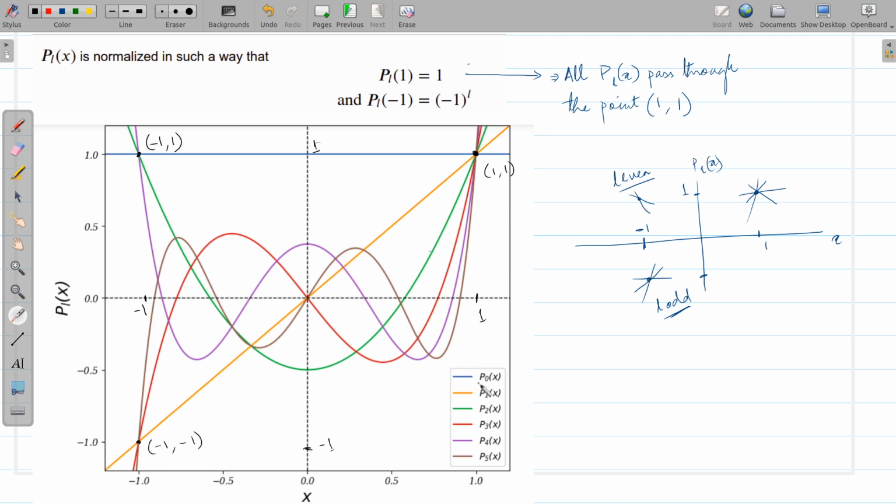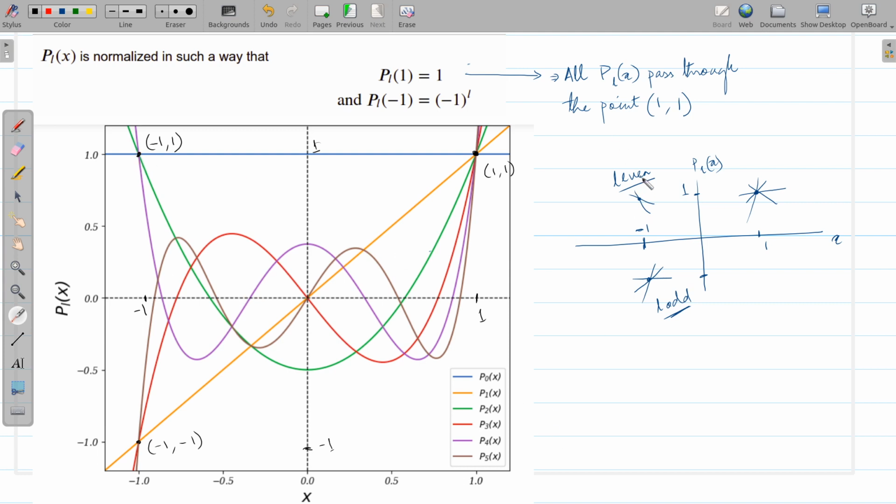Here the blue plot is P0. P0 passes through this point, right? Then the next even one is the green line, P2. You can see this also passes through this point. Then which is the next even one? P4, the violet, or purple, color. Where does it pass through? Again, you see that it passed through this one.